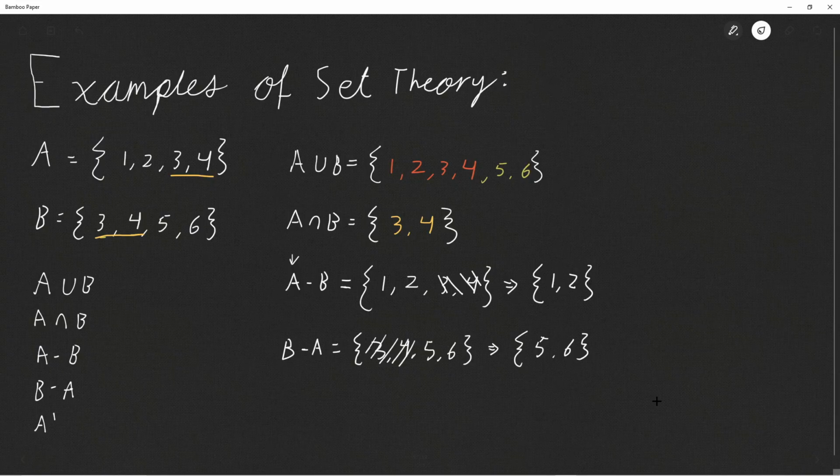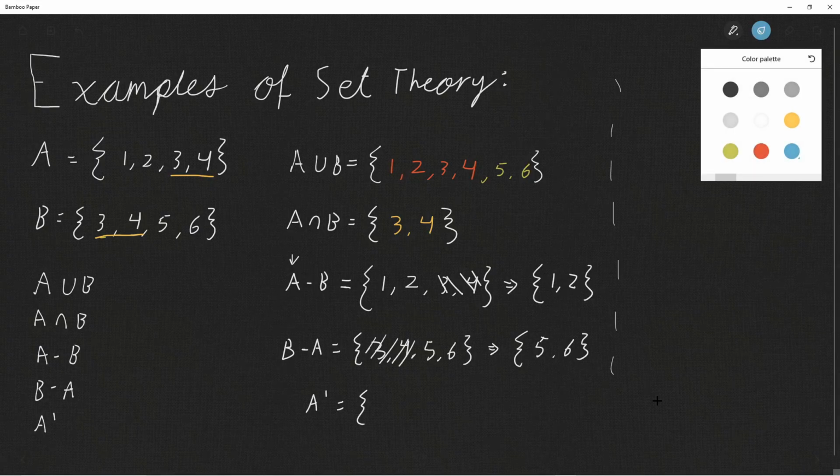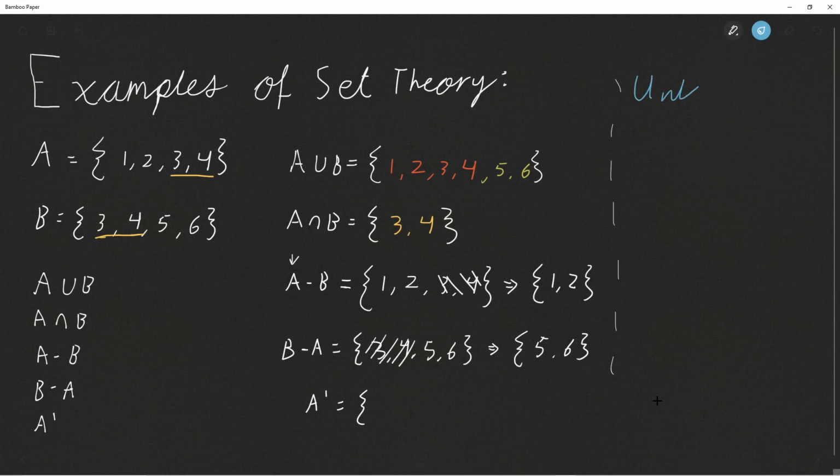And then finally, we have our A complement. Our A complement, if you remember, is everything that's not in the set of A. So our union set, as we can see, goes from 1 to 6. So our union set, which I'll write here, which is all the numbers in our set, is equal to 1, 2, 3, 4, 5, and 6.